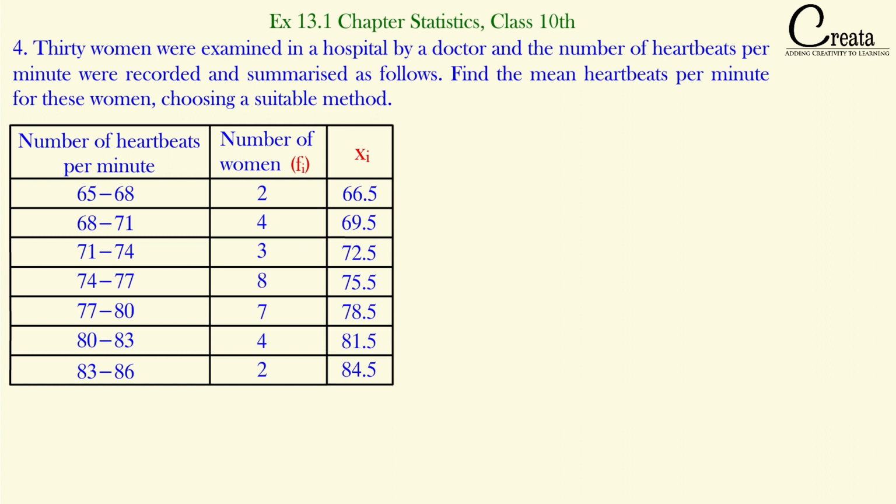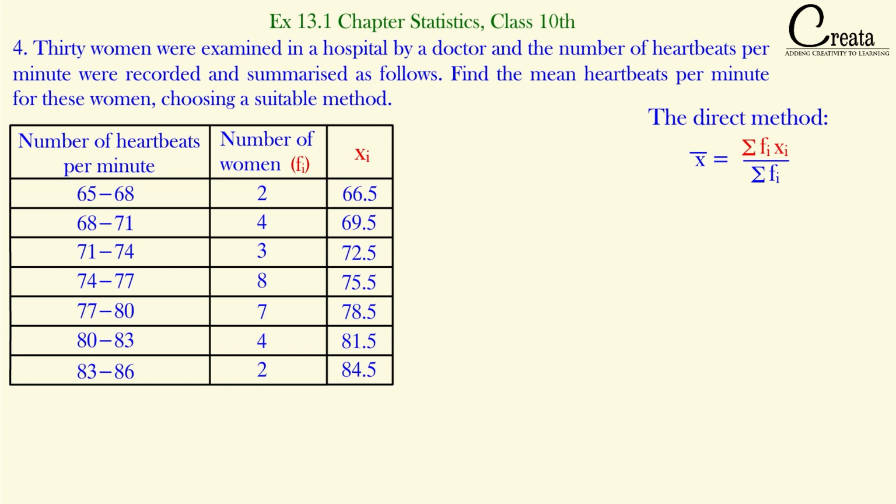Here we can use the first method, that is the direct method, in which we find Fi into Xi. But here we will not use the direct method. Why? Because if we use the direct method, we have to multiply Fi and Xi, and the value of Xi is big. The data will be large and the calculation will be complex. To avoid this tough calculation, we will not go with the direct method.